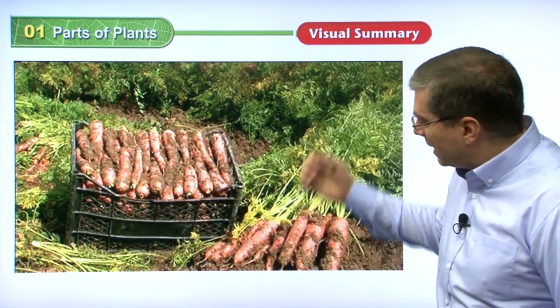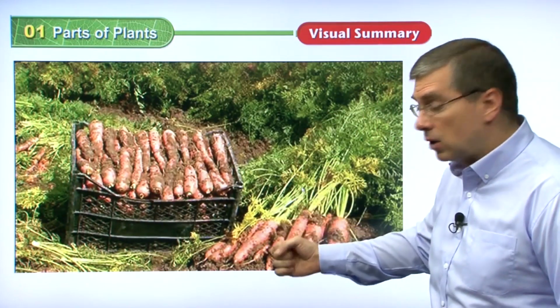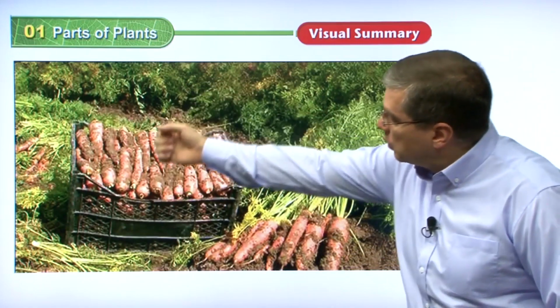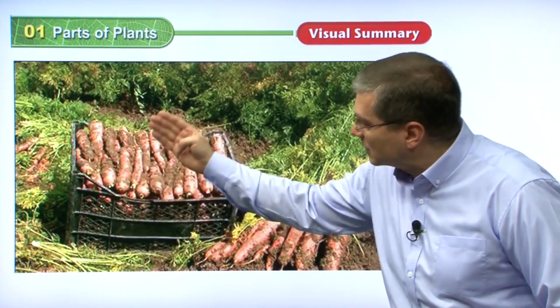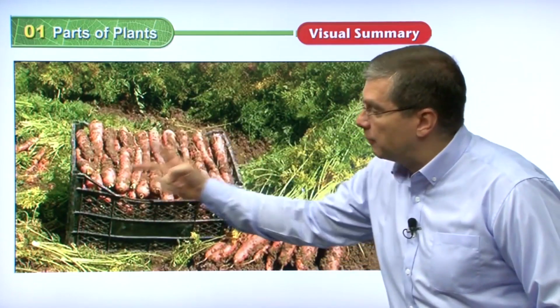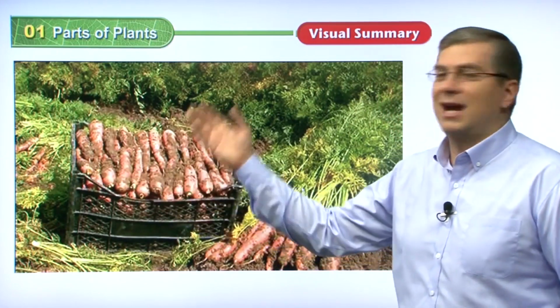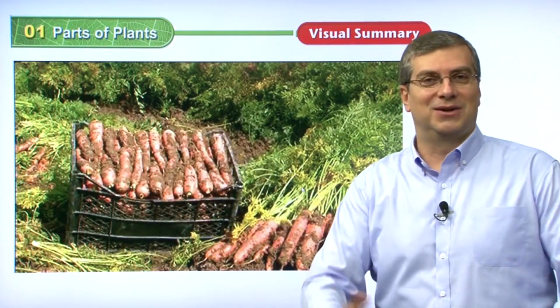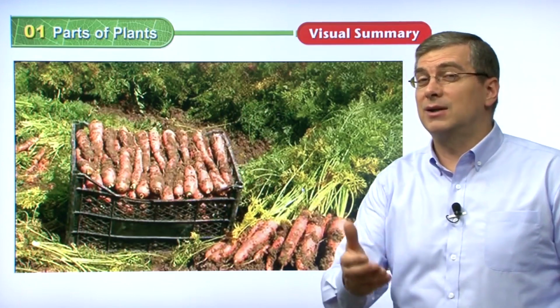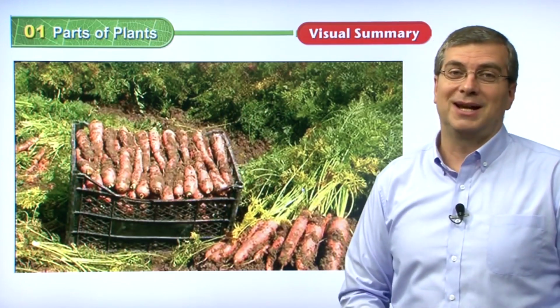So you can see we're taking the plants, the carrot plants, out of the ground and putting them in the box. And in the box, the stem and the leaves have been cut off. And then the carrots, they come to your dinner table. By the way, carrots are very good for you, right?